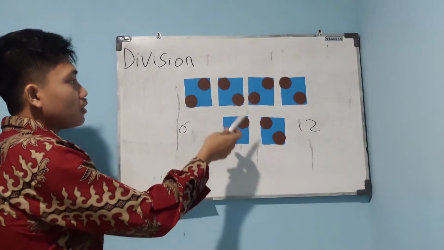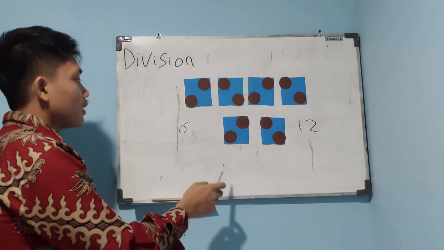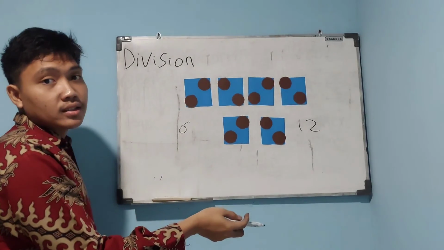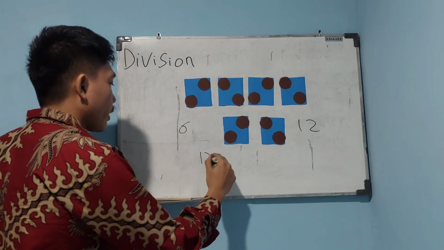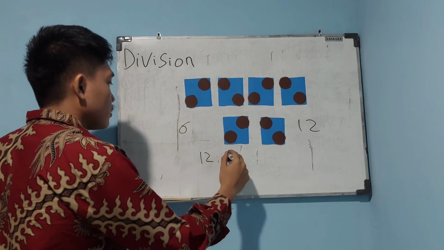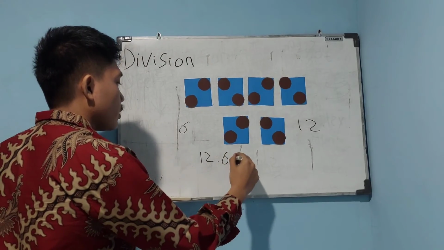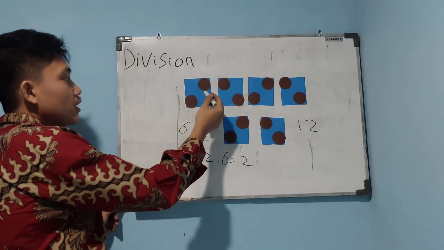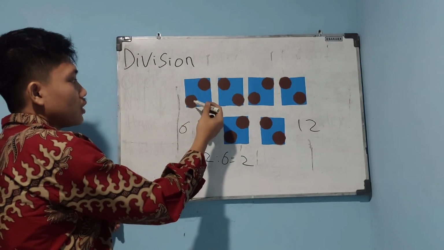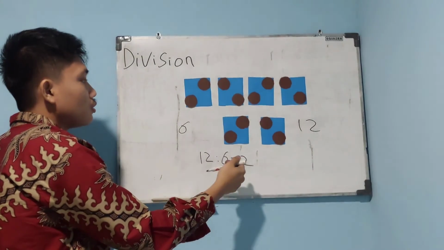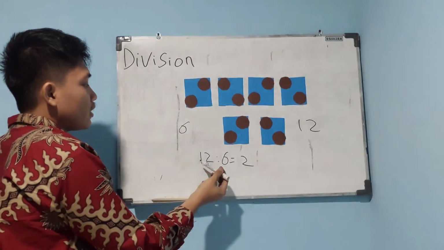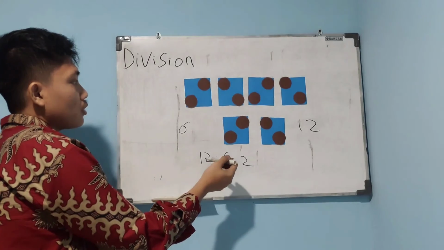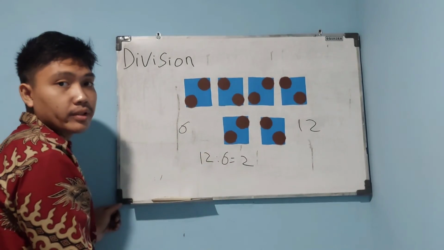So all the cookies are 12, but for 6 people, 1 person gets 2 cookies. So 12 divided by 6 equals 2. So each person eats 2 cookies, right? 1 person 2 cookies, 1 person 2 cookies, and so on. So in division, we divide all the cookies among 6 people, and each person has 2 cookies.